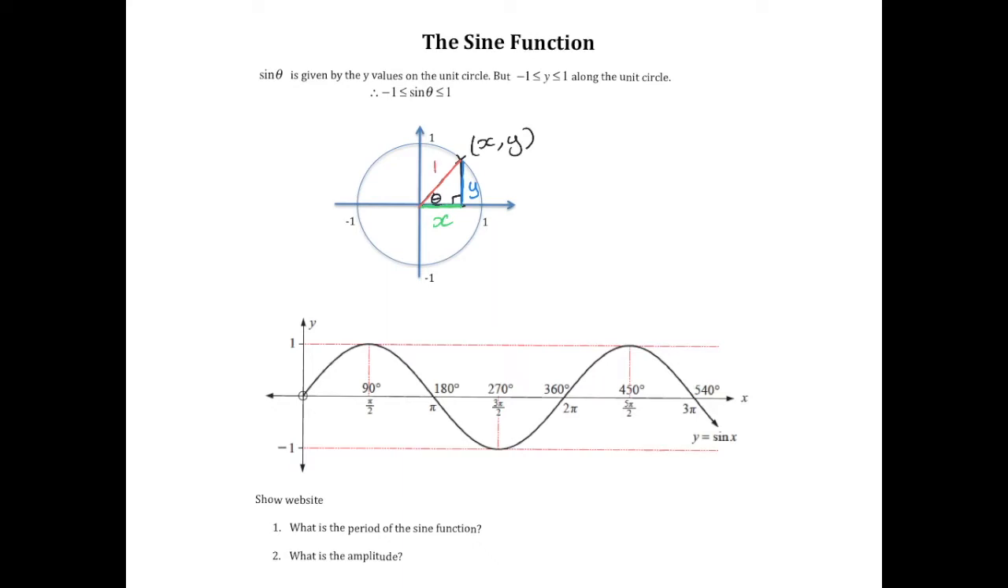So the idea is sine theta on that triangle is opposite, which is y, over hypotenuse, which is 1. So y equals sine theta. So that's what they were saying at the top. But on a unit circle, the y values go from positive 1 down to negative 1. So sine theta will be between 1 and negative 1 as well. Does that make sense?